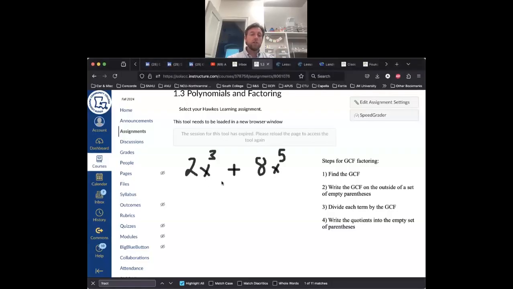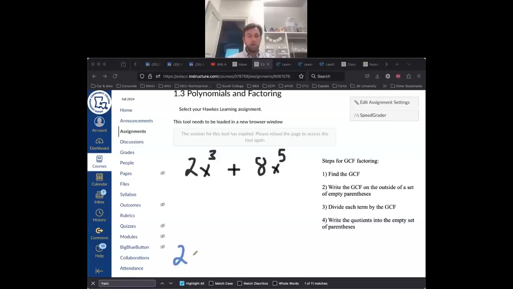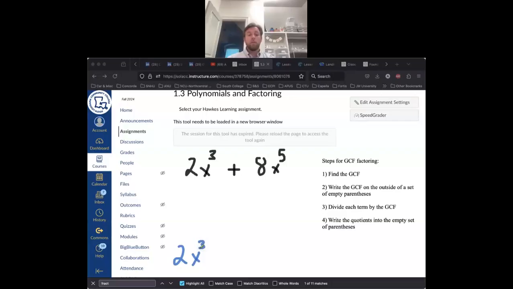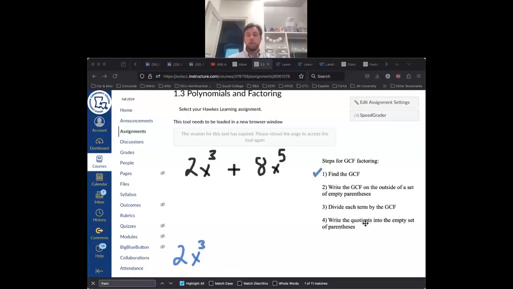So what's the GCF of this? If I'm looking at these two terms, what would the GCF be? 2. 2 what? X to the third. X to the third. So you do GCF of 2 and 8 is 2, and then you look at the x's, and you choose the smaller. So that's step 1.